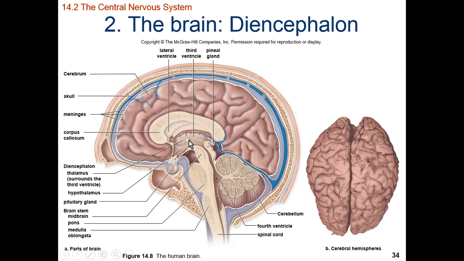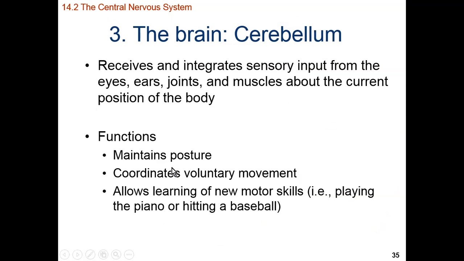Here is that thalamus. Here's the epithalamus. There's the hypothalamus. And directly beneath the hypothalamus, we have the pituitary gland. We'll focus mostly on the pituitary gland with our discussion of the endocrine system. Moving on, we have the cerebellum.